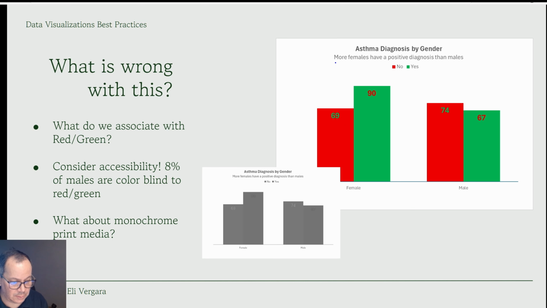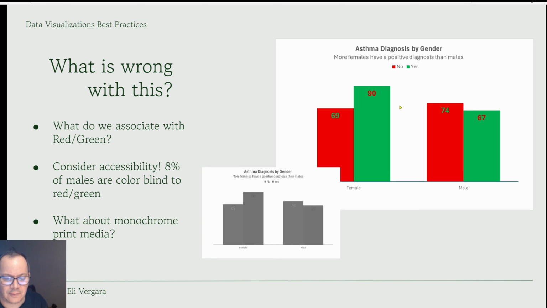Now, what we're saying here is that more females have a positive diagnosis than males. When we look at this graph, we can see the female number is higher than the male number, right? For the positive diagnosis, which is the yes. But the problem is a diagnosis of asthma tends to be seen as a negative, something that is not good news, right? So why are we using green in that sense? Green conveys a positive message. Red conveys a negative message in our brains. So when we do this, it will be confusing for our viewers.